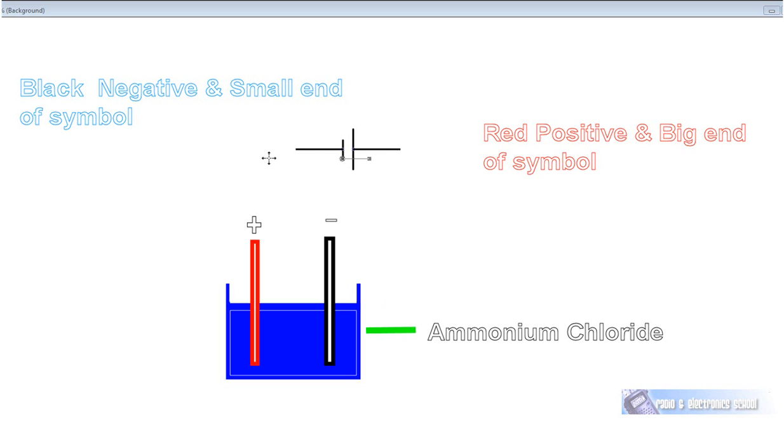I've also drawn the symbol for a cell on the screen. There it is there. And you need to remember from the symbol that the small terminal is the negative terminal and the longer terminal is the positive terminal.